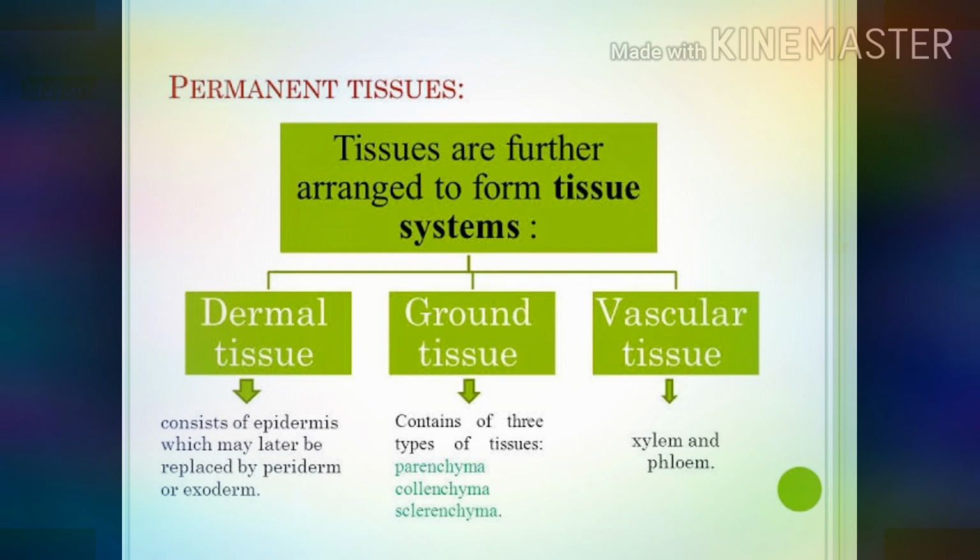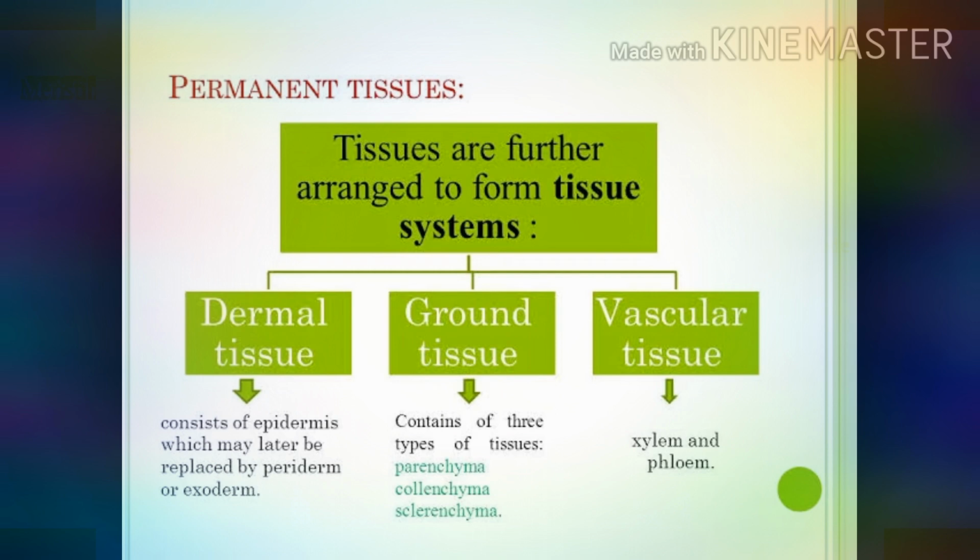Permanent or complex tissues are responsible for conduction of substances in plants. The tissues which are responsible for conduction of substances in plants are called vascular tissues. There are two types of vascular tissues. One is called xylem and another one is called phloem. As you all know, xylem conducts water throughout the plant, which is absorbed through root hairs. And phloem conducts food from the leaves to other parts of a plant.